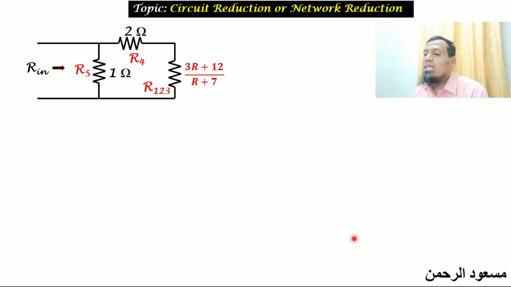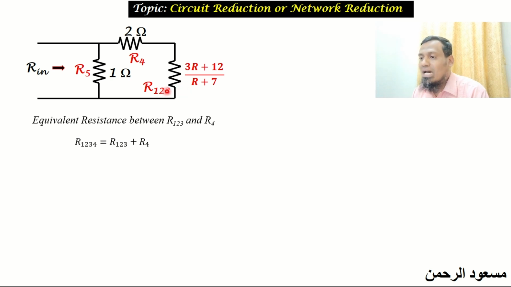Now we are going to find the equivalent resistance between R123 and R4. Again, the current passing through the 2 ohm resistance will come up to this point, and after this point the same current will enter into this resistance, which is termed as R123. So these two are connected in series. So the equivalent resistance between these two will be R1234, which is equal to R123 plus R4, because those two are connected in series.